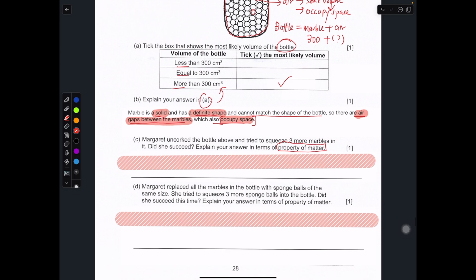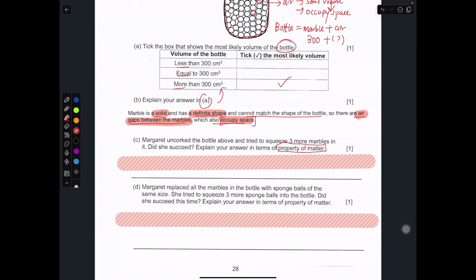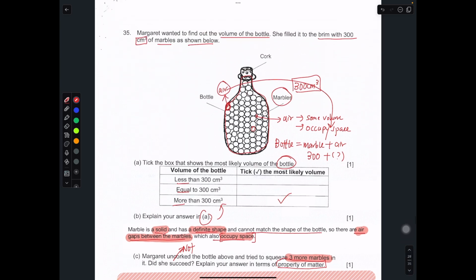Okay, Margaret uncorked the water bottle above and tried to squeeze 3 more marbles in it. Will she succeed? Definitely not. Okay, why? Because the bottle is already at its brim. You try to put more, you will not be able to squeeze it because the marble itself is solid, and this is the time where you decide, is it volume or shape? It is volume.